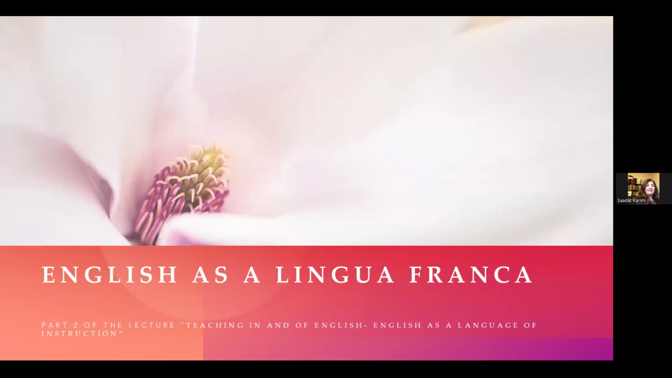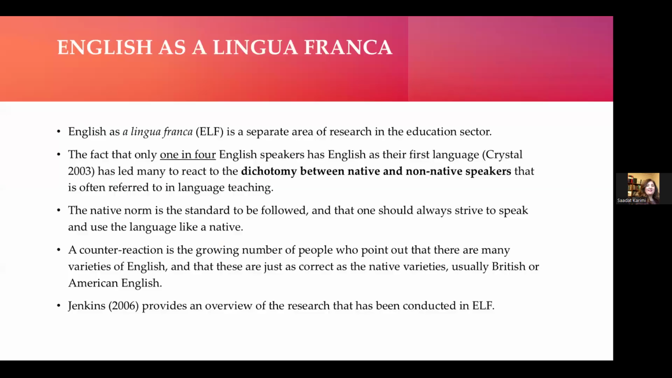Okay, this is the second part of the lecture from the theme English as a language of instruction. And here we talk about English as a lingua franca. The English language used as a language of instruction in higher education should be understood by all participants, without any of the participants necessarily having English as their first language.